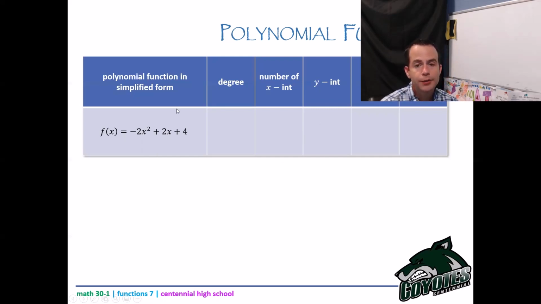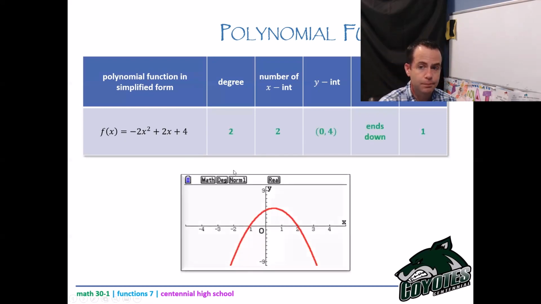The y-intercept is the constant term here, which is 4. The end behavior, this is going to end down. So this is going to be a parabola that opens down, and the number of turning points will be 1. Okay, and so there are two x-intercepts. And again, you could have done that by graphing or by factoring or by some sort of strategy. Right now, I just want you to understand that there are two. I'm not as concerned right at this moment that you tell me exactly what they were, okay?